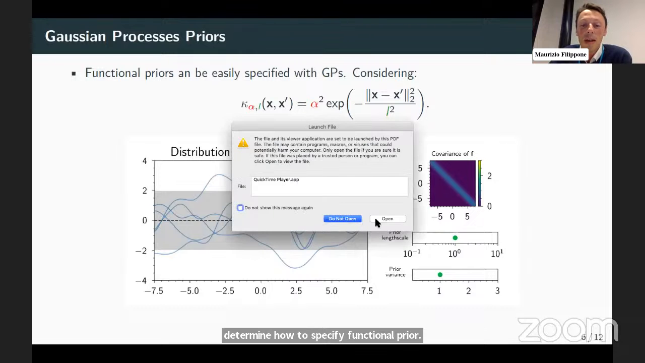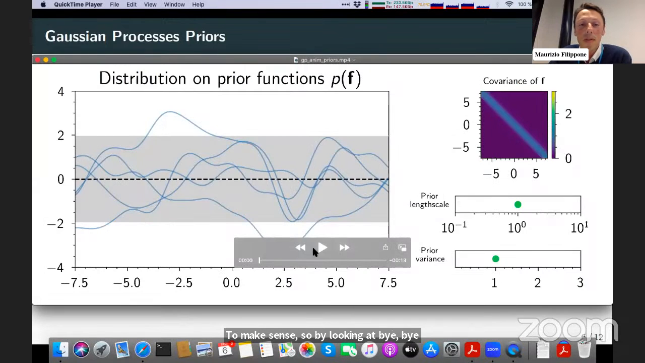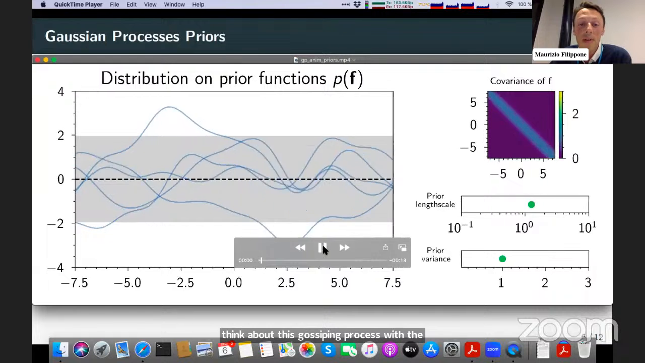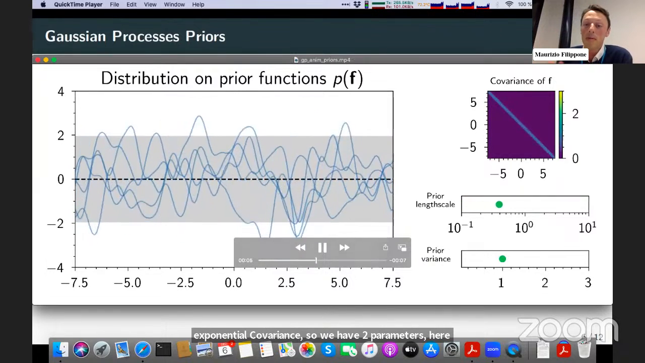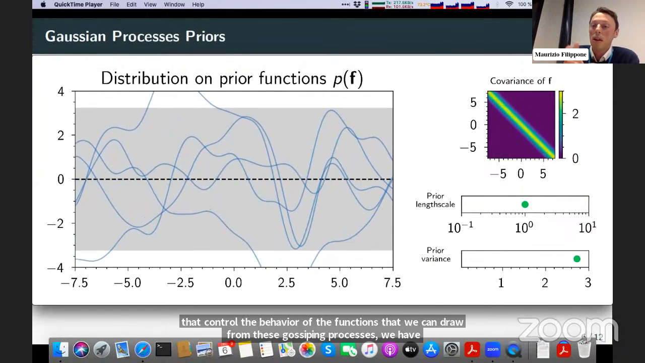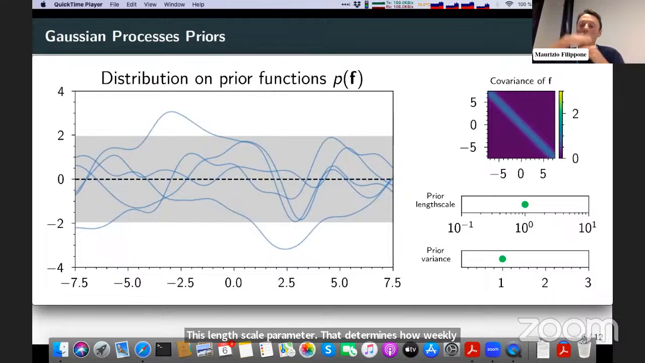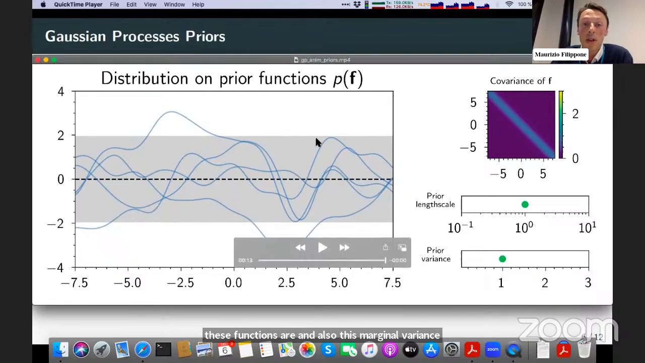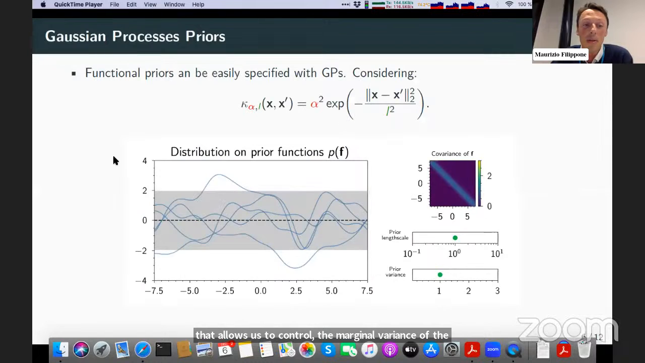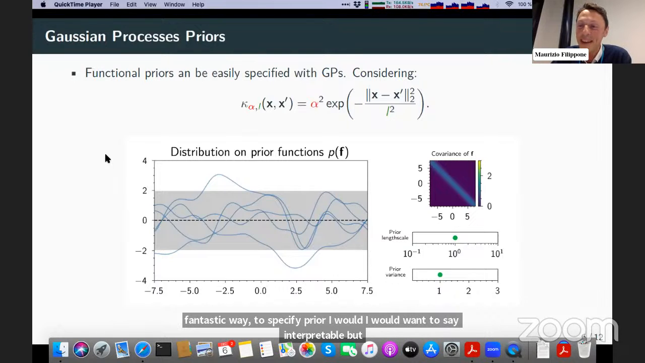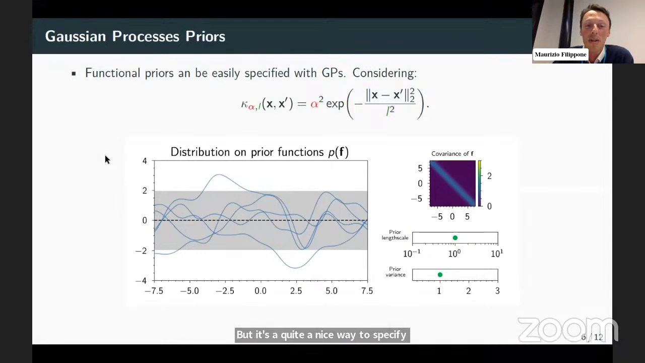If we think about this Gaussian process with the squared exponential covariance, we have two parameters here that control the behavior of the functions that we can draw from these Gaussian processes. We have this length scale parameter that determines how wiggly these functions are, and also this marginal variance that allows us to control the marginal variance of the process at each input. So this is really a fantastic way to specify a prior. I would want to say interpretable, but people working in interpretable machine learning will probably kill me if I say that. But it's quite a nice way to specify priors for these kinds of models.